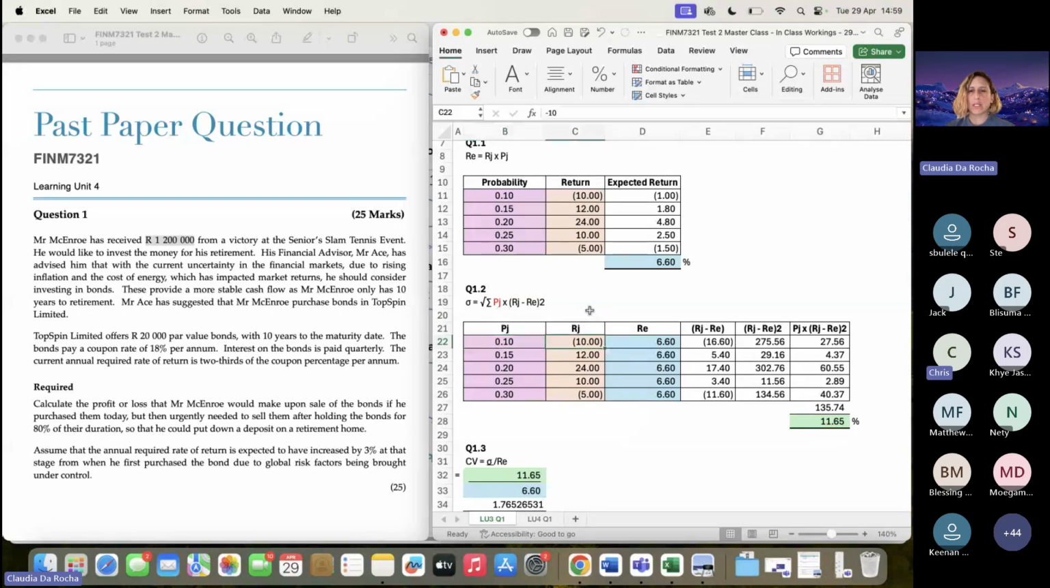So you've got your probability. So I've got to say probability times this Rj minus Re to the power of 2. I have to do that, as per the formula.